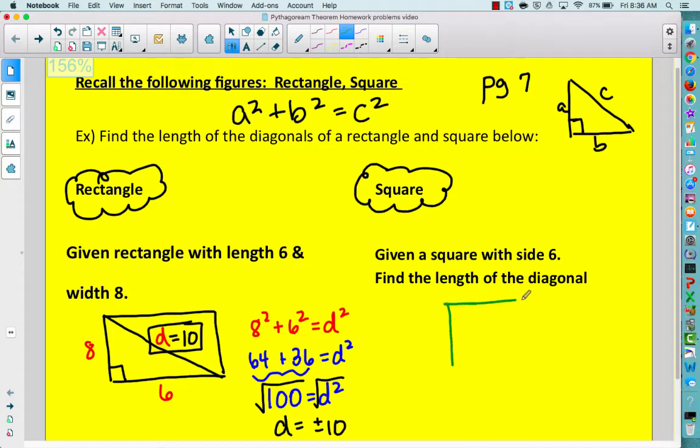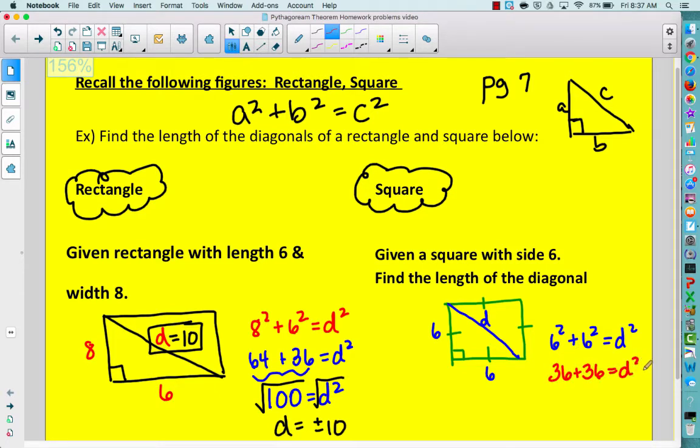Same thing with a square. Remember, a square is a parallelogram with four congruent sides and four right angles. Again, I only draw one right angle because I don't want to get too crazy. It has a side of 6. If one side is 6, then the other side is 6 because it's a square. Draw on the diagonal, I'm going to call it D in this case. So 6 squared plus 6 squared equals D squared. Now we simplify. We get 36 plus 36 equals D squared, and I add those together, which is 72 equals D squared.